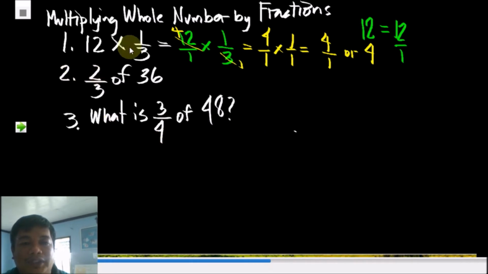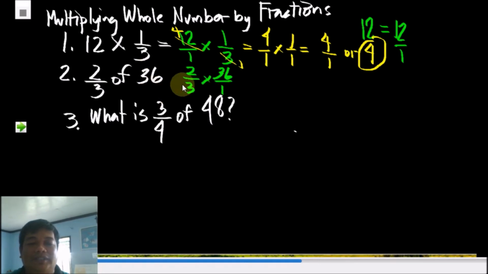Okay, let us proceed. 2/3 of 36. So over here is multiplication. So 36 over 1. Why does 36 again change into 36 over 1? Because again, you cannot multiply a whole number by a fraction or a fraction by a whole number. You must first change the whole number into a fraction, which has a denominator of 1. So the whole number has a denominator of 1. Then after that, you need to cancel if possible. You do cancellation if possible.